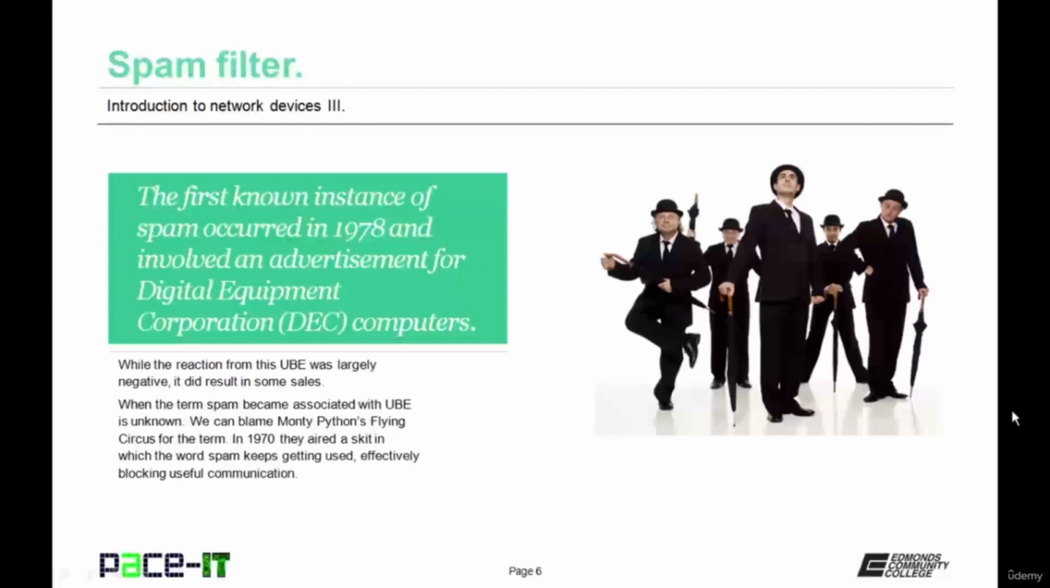When the term spam became associated with unsolicited bulk email is unknown, but we can blame Monty Python's Flying Circus for the term spam. In 1970, they aired a skit in which the word spam keeps getting used. As a matter of fact, it's used in a song, and it effectively blocked useful communication. That's how a lot of people feel about spam. Not that it's necessarily harmful, but that it can hinder useful communication.